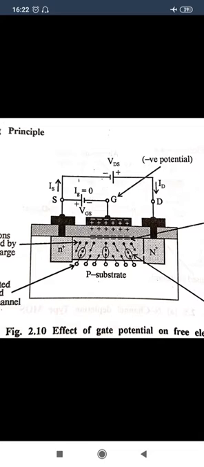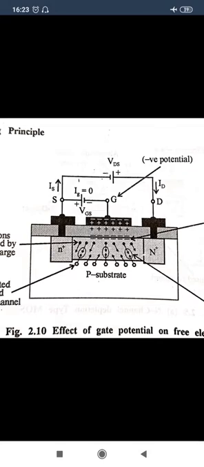So in the channel, the drain current reduces because the drain current depends on the electrons, which are fewer in number in the channel. When we apply the drain to source voltage, electrons flow from the source to the drain, and the drain current flows from the drain to the source terminal. But because fewer electrons are present when we apply a negative voltage at the gate terminal, the drain current reduces.